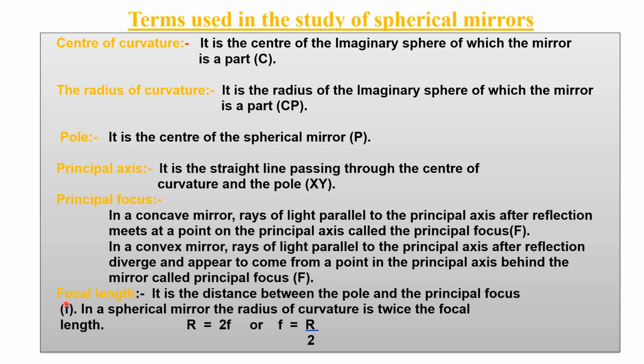Next term is the focal length. The focal length is the distance between the pole and the principal focus. It is denoted by F. In a spherical mirror, the radius of curvature is twice the focal length. So the formula for the radius is R = 2F, that is, 2 into focal length. To find the focal length, we have to divide R by 2.